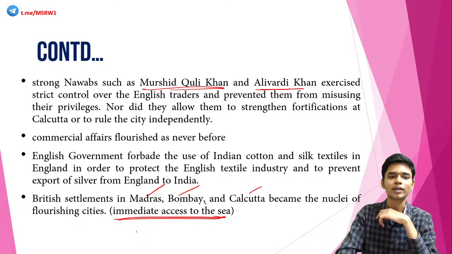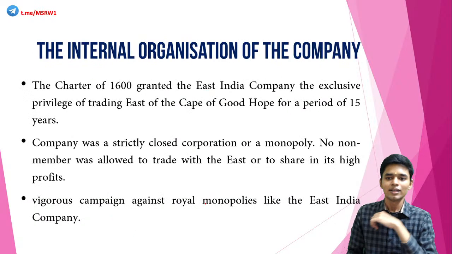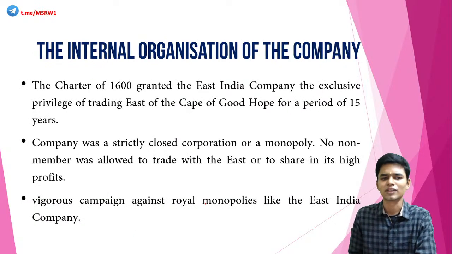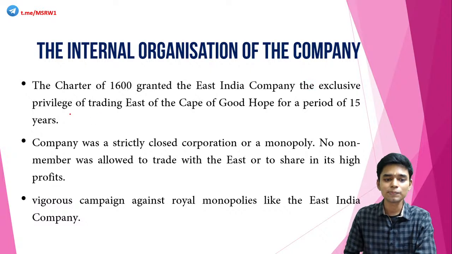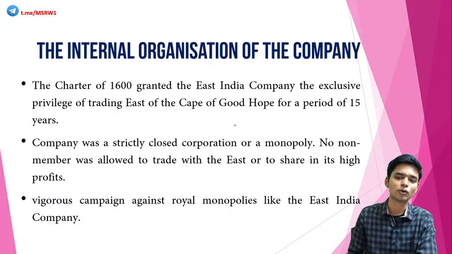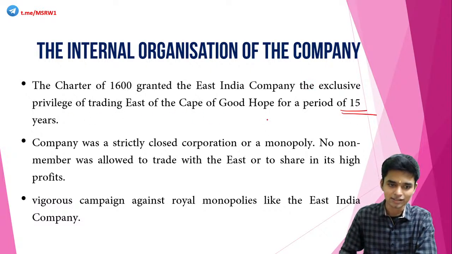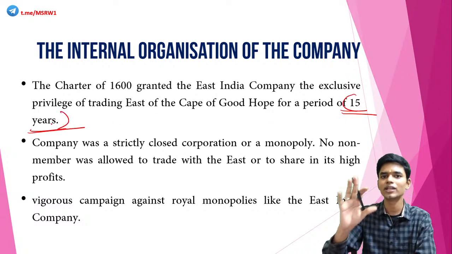Correct, Seema. Now let's see what was the internal organization of the company. How was this company organized? The Charter of 1600 granted the East India Company exclusive privilege of trading east of Cape of Good Hope for a period of 15 years. Very important, 15 years. It was not 20 initially, it was only 15 years.